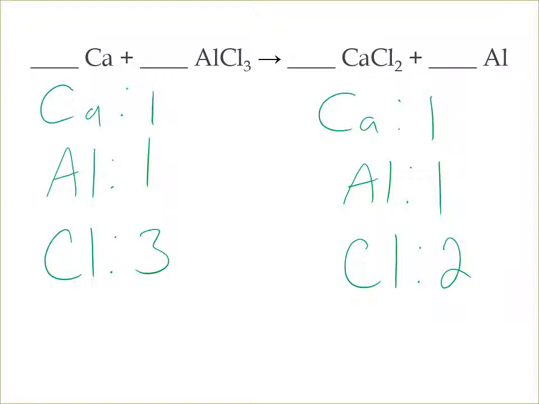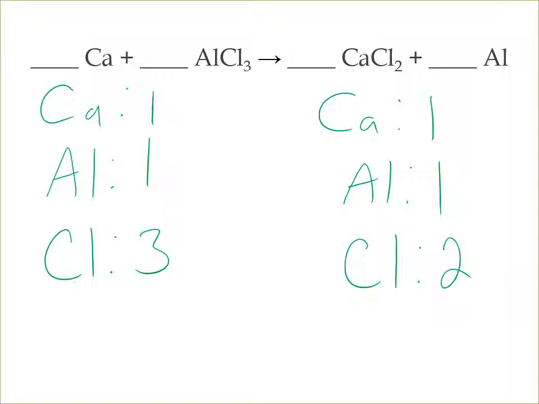Now I can compare my numbers and see which one's already balanced, which one I have to actually pay attention to. I see that Ca and Al are already balanced, they're 1 each. Cl on the left is 3, Cl on the right is 2. So those are the numbers I'm going to try to balance out. So what do 2 and 3 both go into evenly? And they go into 6.